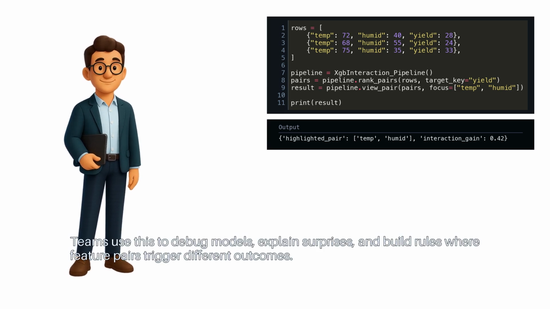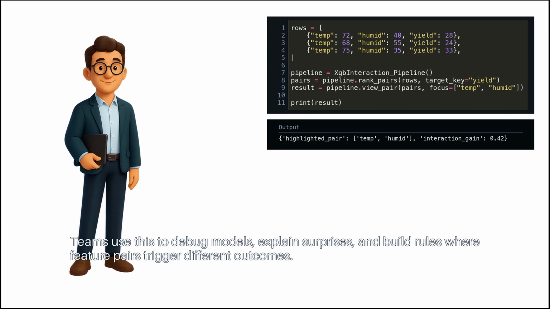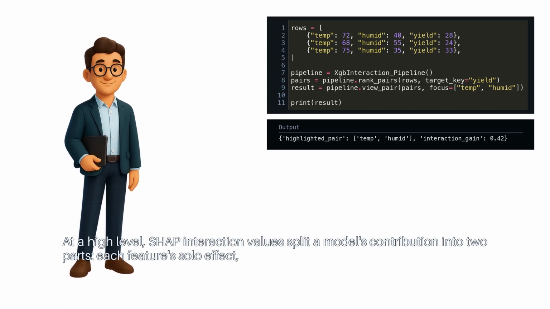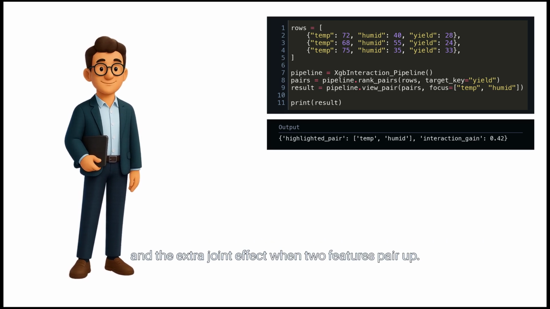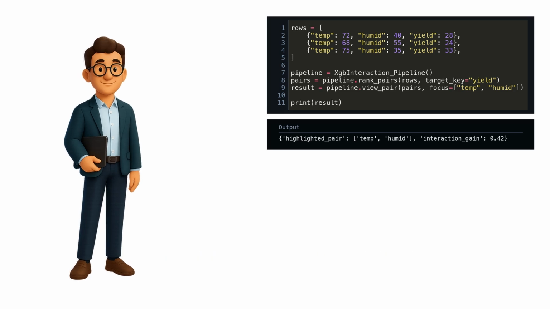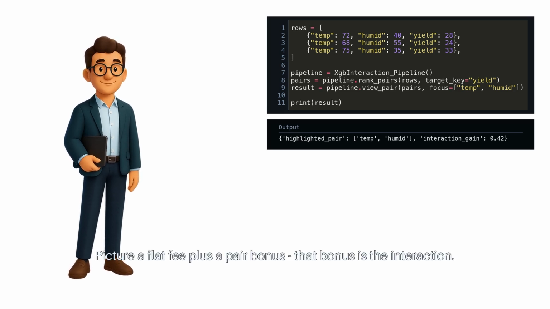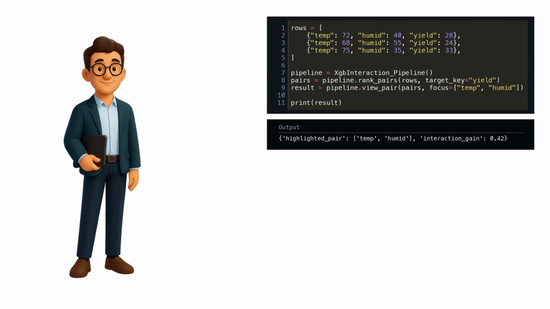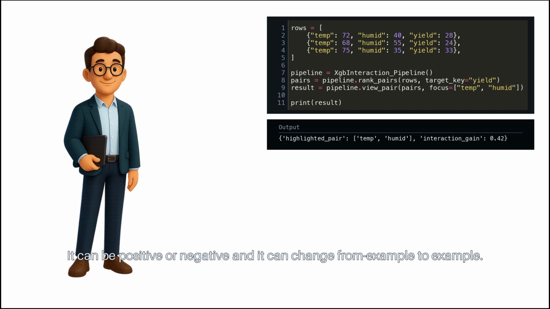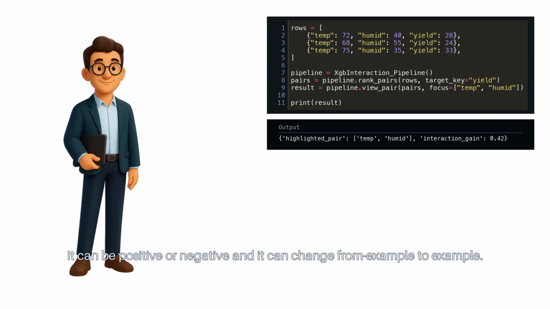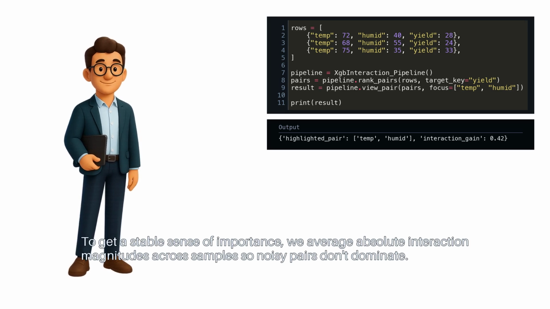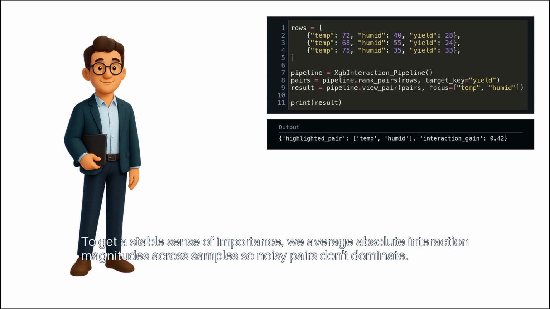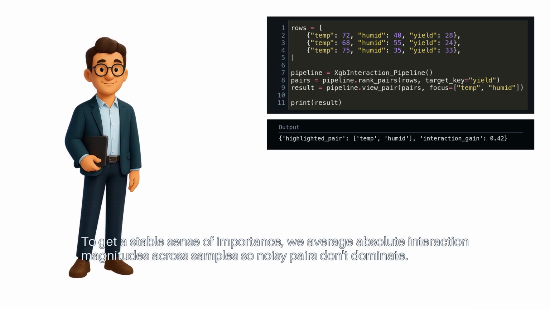Teams use this to debug models, explain surprises, and build rules where feature pairs trigger different outcomes. At a high level, SHAP interaction values split a model's contribution into two parts: each feature's solo effect and the extra joint effect when two features pair up. Picture a flat fee plus a pair bonus. That bonus is the interaction. It can be positive or negative, and it can change from example to example. To get a stable sense of importance, we average absolute interaction magnitudes across samples, so noisy pairs don't dominate.